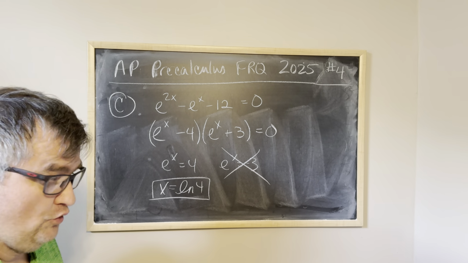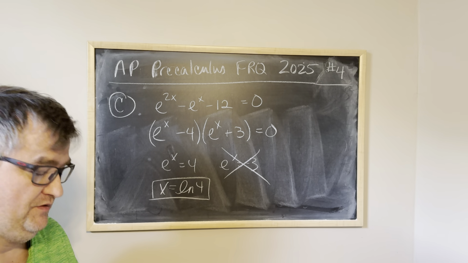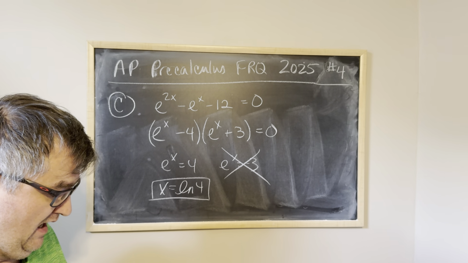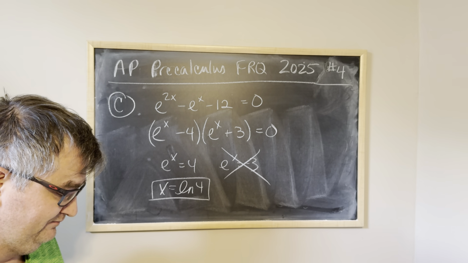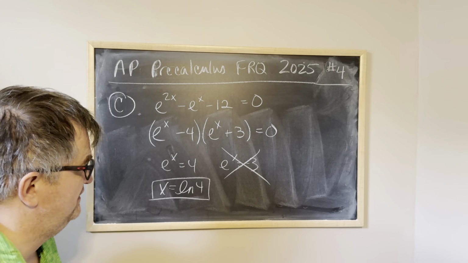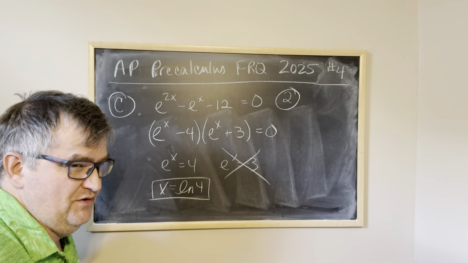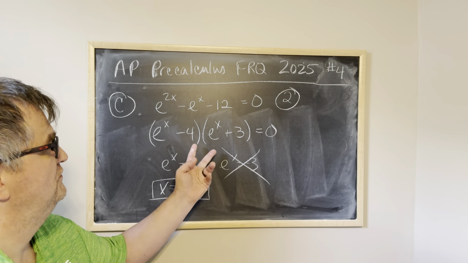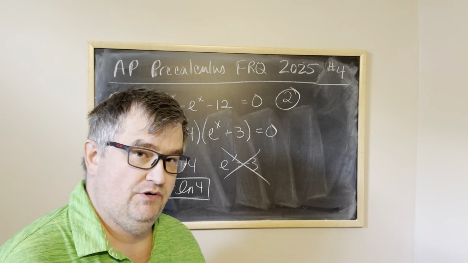So I would say for question C, if I'm looking at it from a point value perspective, I would only give this question 2 points. On the 9-point scale, I think it's only a 2-point question. The first for the factoring, and the second recognizing what your allowed range is.